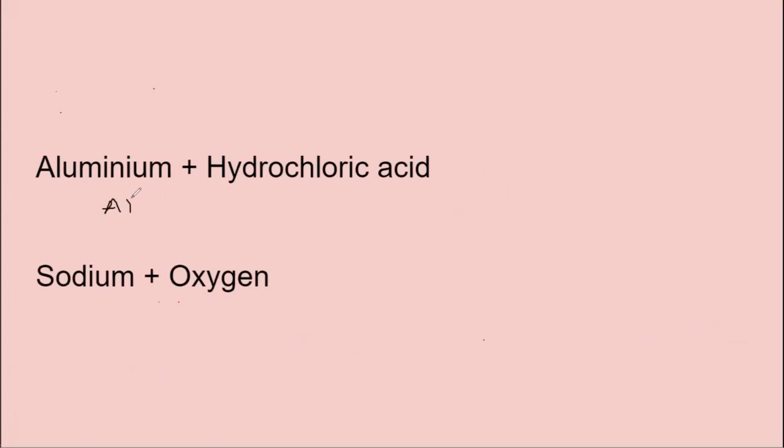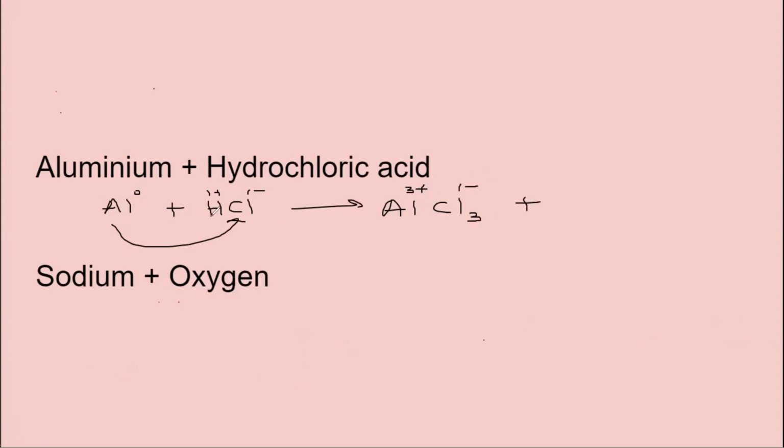Aluminium is Al. I'm not going to write any charge. The charge is 0. Single atom, 0 charge. The reaction has not yet started. Hydrochloric acid is HCl, +1, -1. It's a balanced formula. So aluminium will go with chloride. So Al and Cl. Aluminium belongs to group number 3, so +3. Chloride is -1. Crisscross.